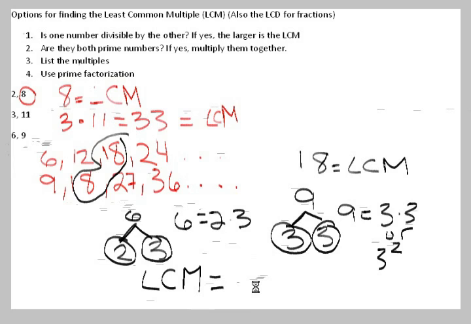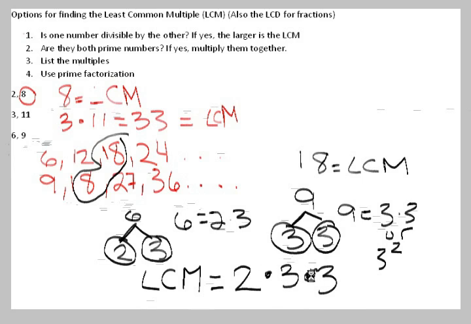So for example, if we look at the 2's, 6 has 1 two and 9 has none. So the largest amount that any one factorization has is 1 two. So we're going to include 1 two. Then if we look at 3's, 6 has 1 three and 9 has 2 threes. So the largest amount that any one factorization has is 2 threes. So we're going to include 2 threes.